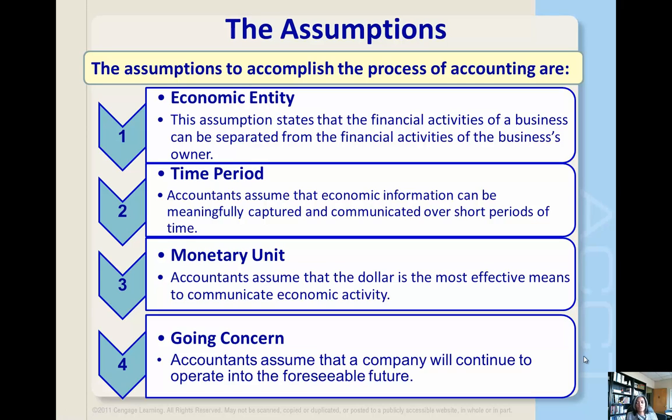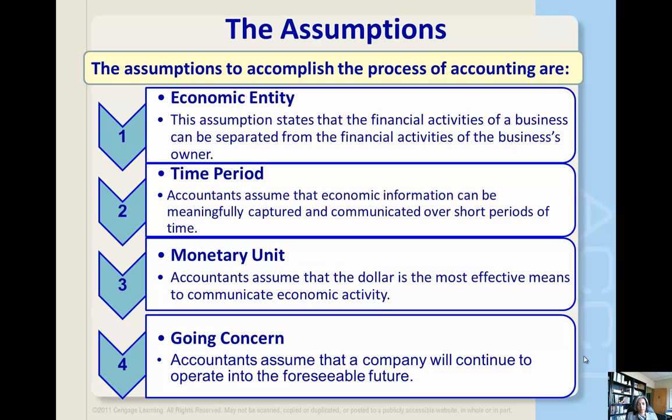But we want to talk about some assumptions that are necessary. These are going to be underlying assumptions that we will rely on throughout our study of accounting. These assumptions are necessary in order to get through this process of accounting. So our four key assumptions are: number one, the economic entity. This assumption states that the financial activities of a business can be separated from the financial activities of the business's owner. So it's a separate, standalone entity apart from its owner.